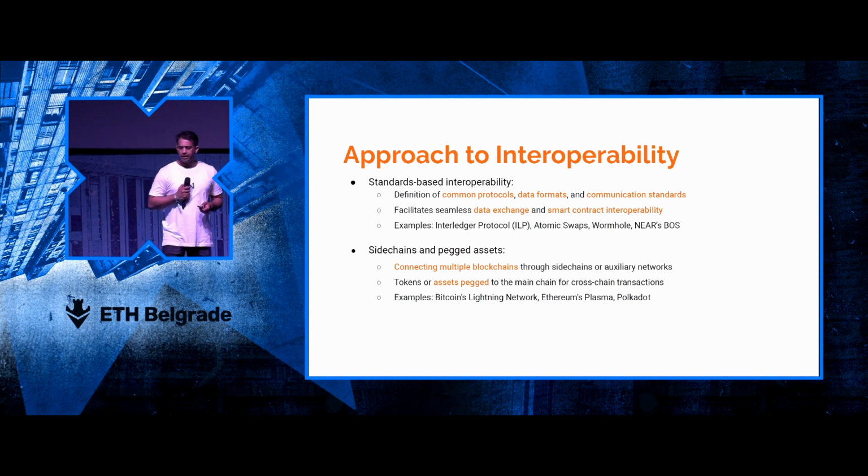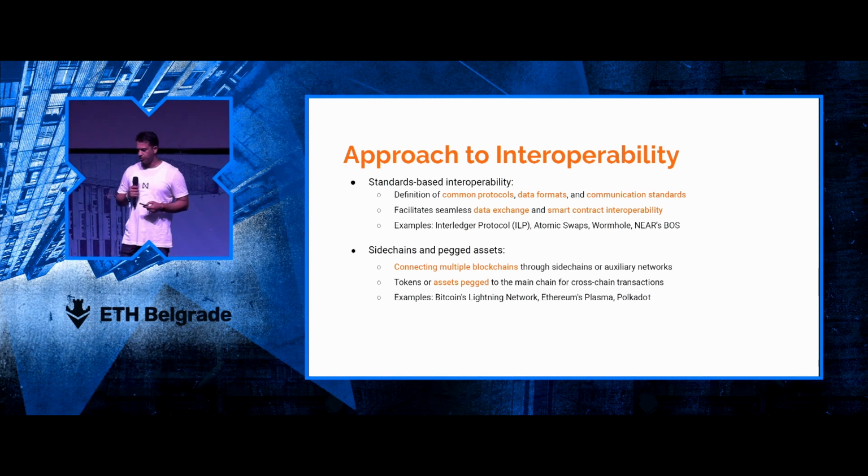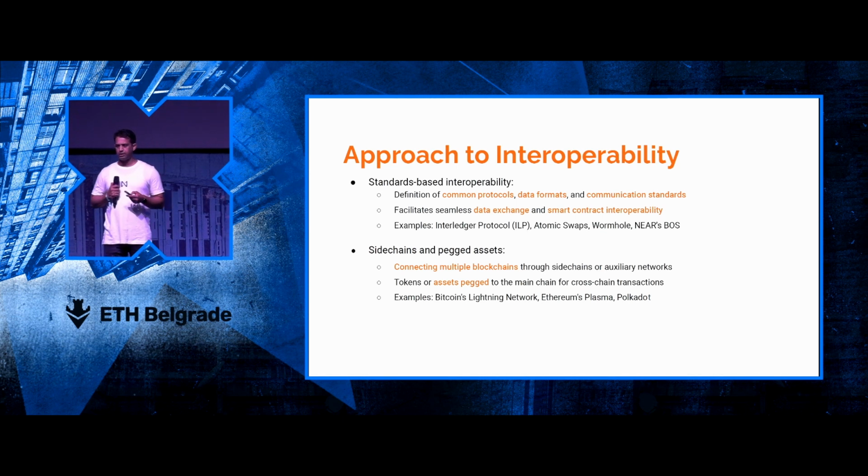Some examples, like I said: we have Wormhole, the Near blockchain operating system. We see the Polkadots of the world. We have One chain, among others. Hyperledger is also trying to do quite a lot of things in interoperability, especially with the EVM stack.